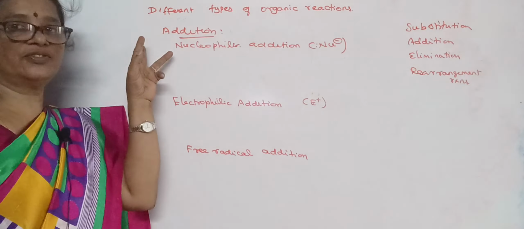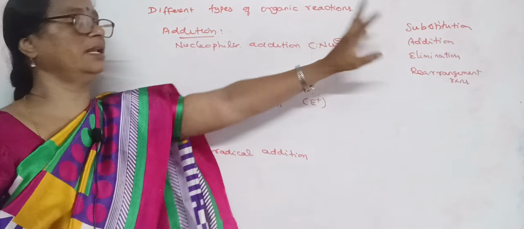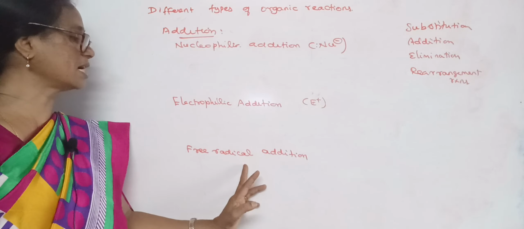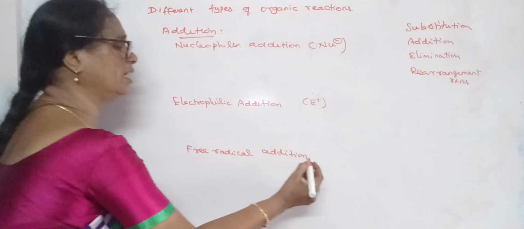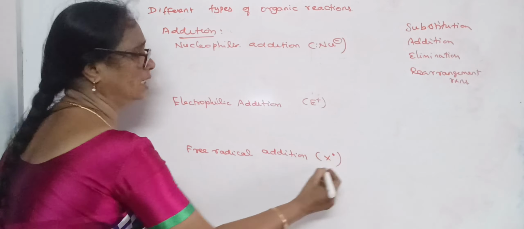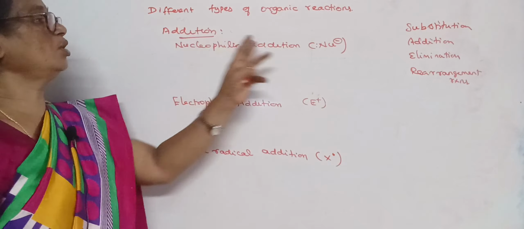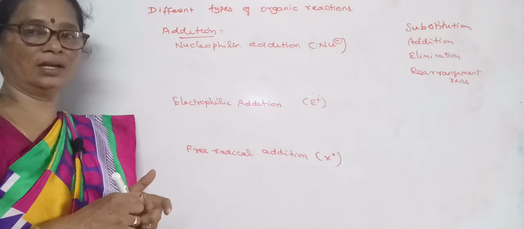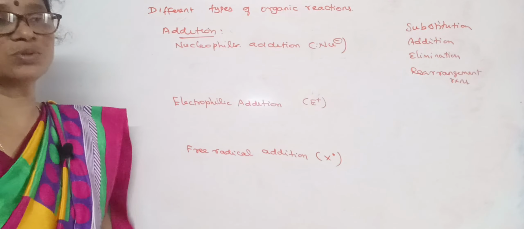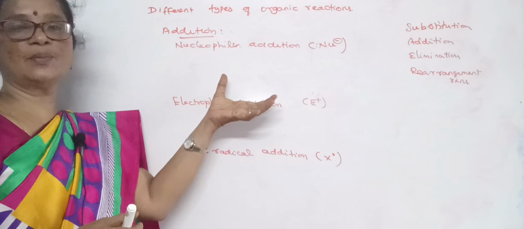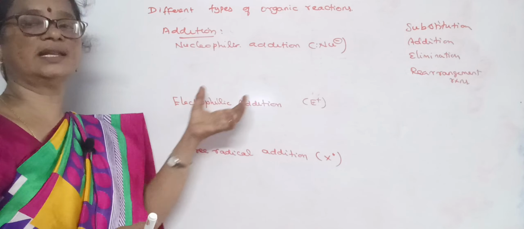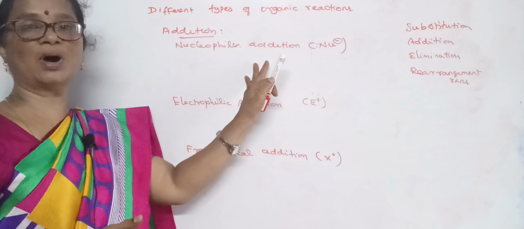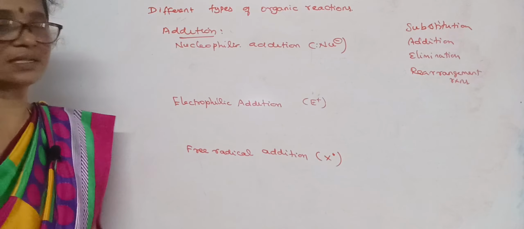The next type of organic reaction is the addition reaction. In addition reactions we have nucleophilic addition, electrophilic addition and free radical addition. And a free radical, we know, is a species with a dot, that is an odd electron. The addition reaction is usually carried out in multiply bonded compounds. They should have a carbon-carbon multiple system, or carbon-oxygen, or even carbon-nitrogen.